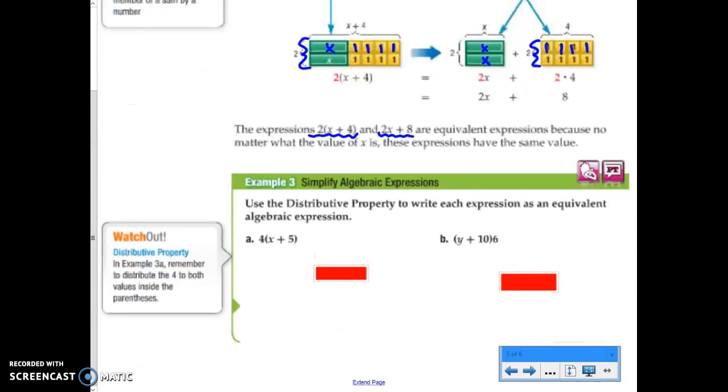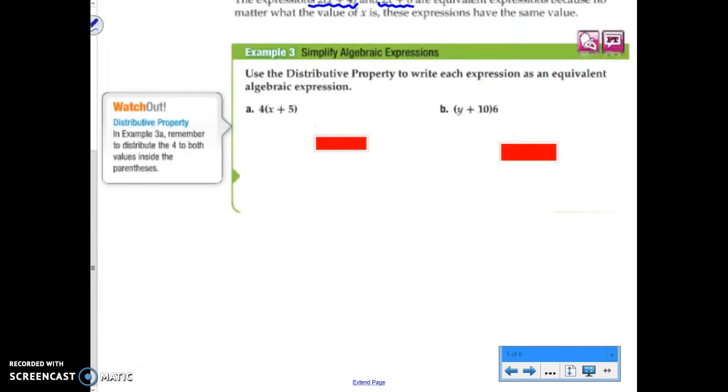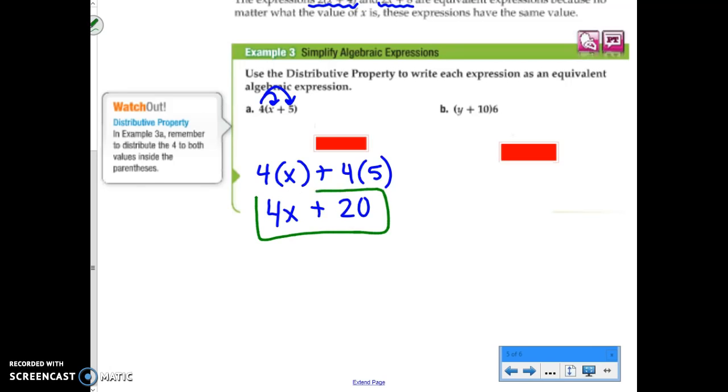So taking a look down here at my example, it says use the distributive property to write each expression as an equivalent algebraic expression. So once again, I just distribute the outside number to all of the terms inside of the parentheses. So I'm really left with 4 times x plus 4 times 5. And 4 times x really just gives me 4x, plus 4 times 5 gives me 20. And because we don't have a value for x right now, those are not like terms, and I cannot add them together. So 4x plus 20 is the most reduced that answer can get.